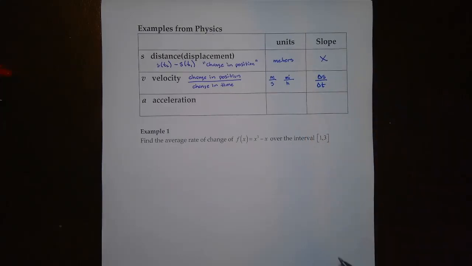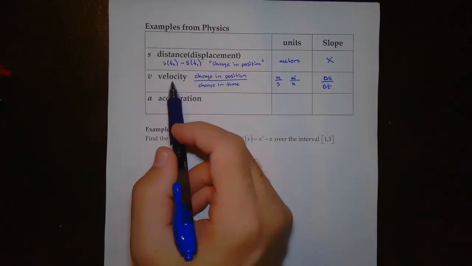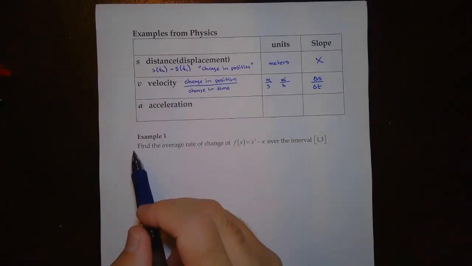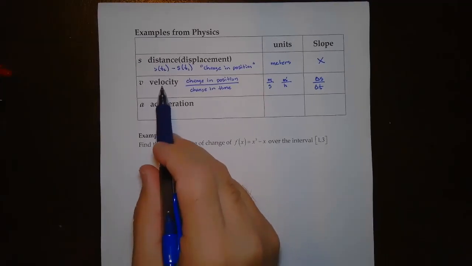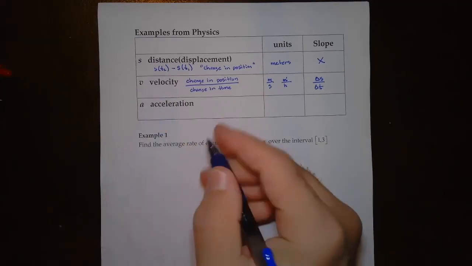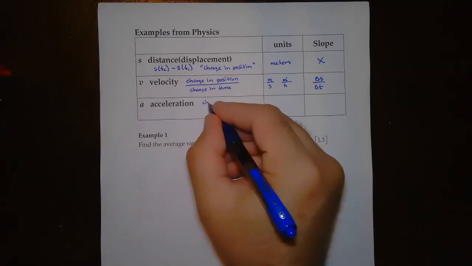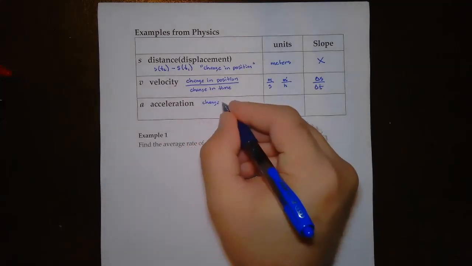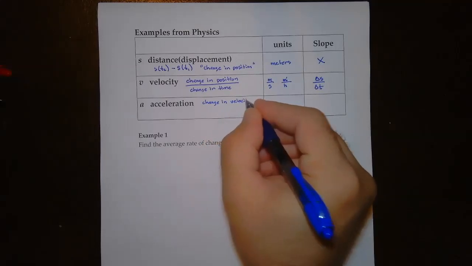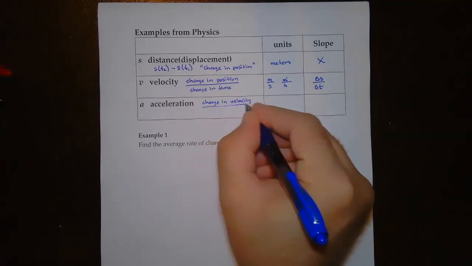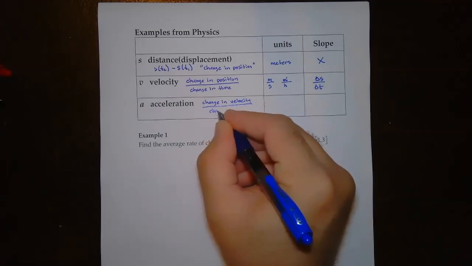Okay, then we move on and there's acceleration. Well, acceleration tells you how the velocity is changing. And I should go back. Velocity is telling us how the distance is changing, how fast it's changing. Okay, acceleration tells us how the velocity is changing. So this would be the change in velocity over the change in time.